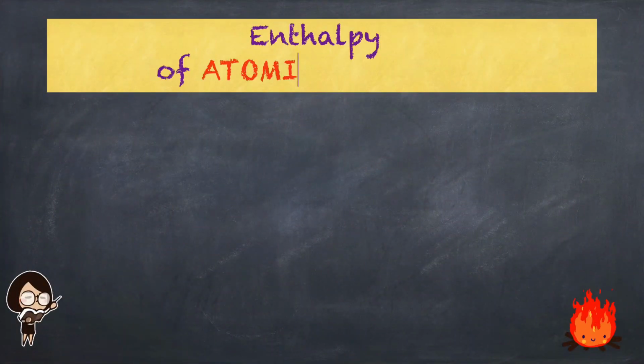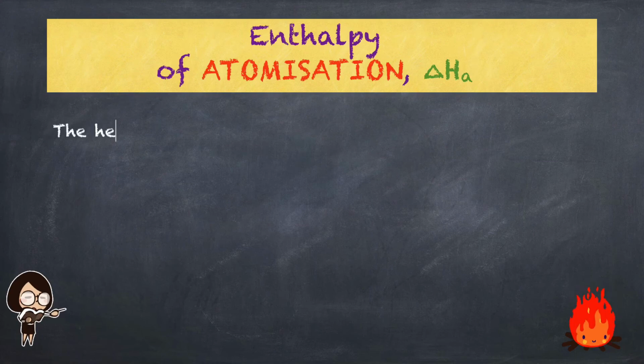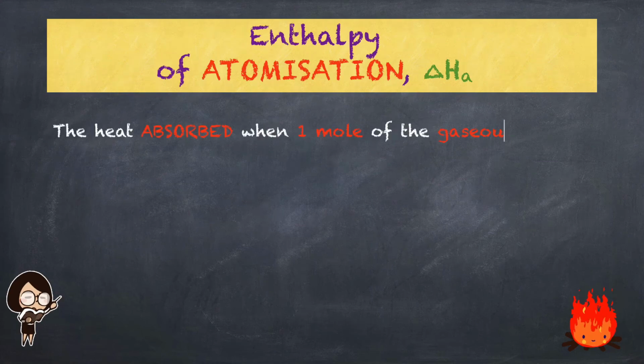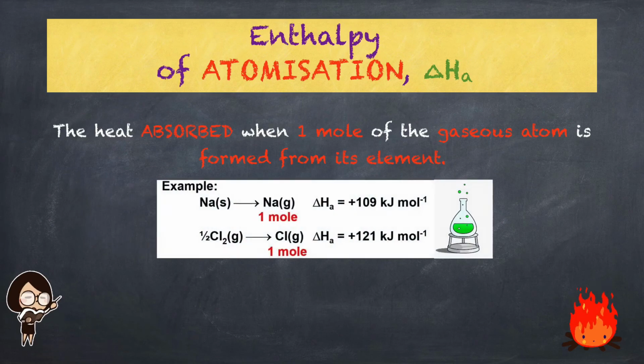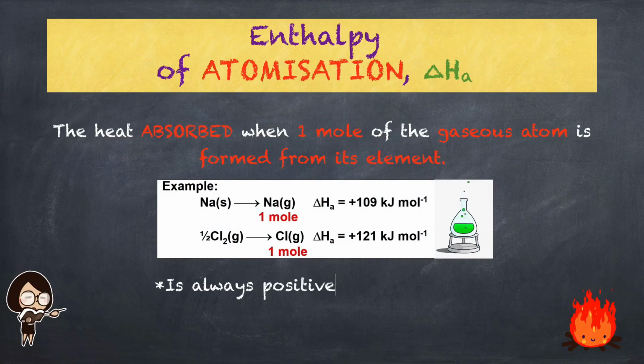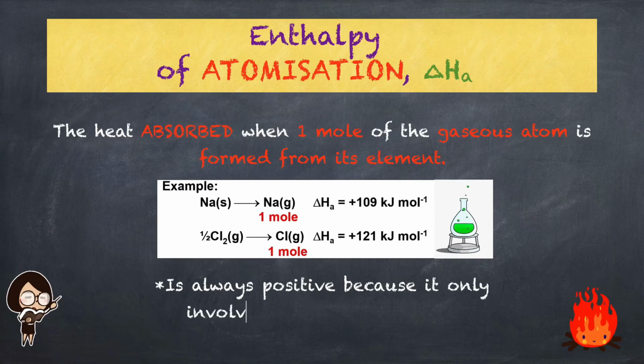Enthalpy of atomization, delta H A. Enthalpy of atomization is the heat absorbed when 1 mole of the gas atom is formed from its element. Enthalpy of atomization is always positive because it only involves breaking the bonds.